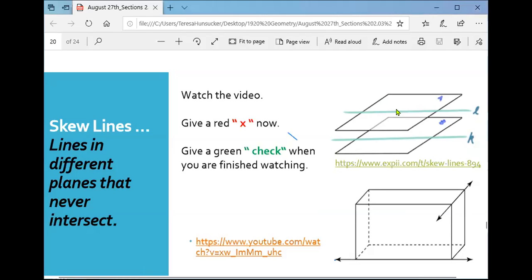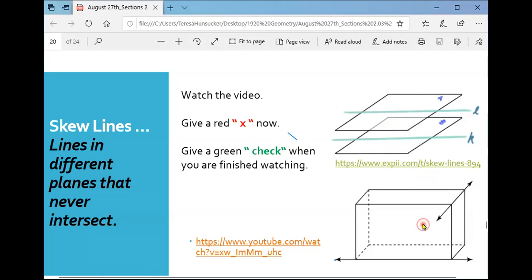So skew lines, if you think of the top plane and the bottom plane as sheets of paper and you hold them a distance apart, line L is in the top piece of paper or plane and K is in the bottom plane. You notice they're in different planes, so they're not on the same surface. They'll never intersect. They're not parallel because they are on different planes or different surfaces.